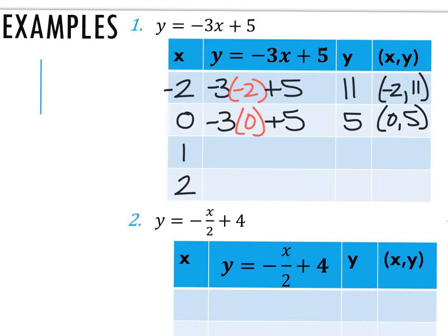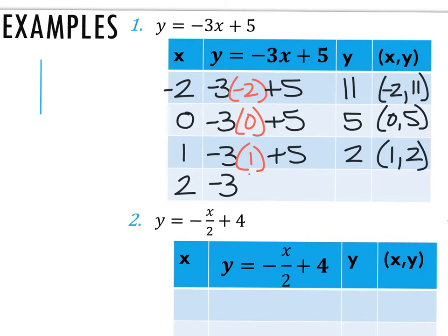And then I'm going to keep repeating the process for each of my values. And so I have -3 times -1 is 3, plus 5 gives me 2. Here's my ordered pair. And then my last one, so I have -3 times 2 is -6, plus 5 gives us a -1.